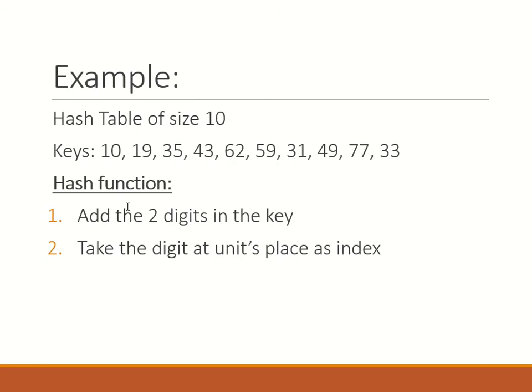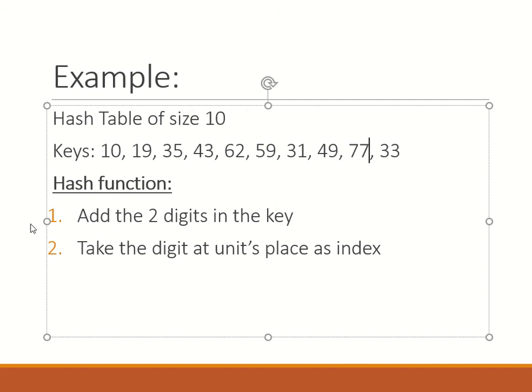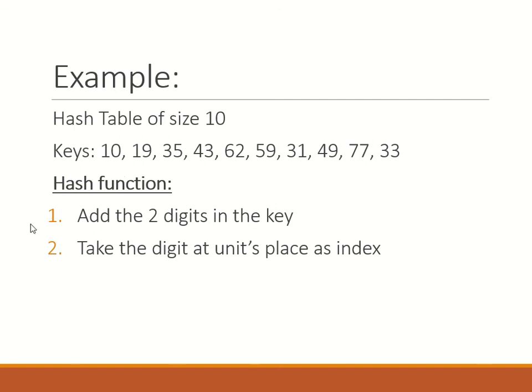I'll give you an example here. This is not an optimal hash function; it is just to let you know how the hashing process is done. Here you have some keys: 10, 19, 35, 43, 62, 59, 31, 49, 77, 33, and so on. What is the hash function being applied here? This hash function is the sole responsibility of the programmer. He can design any hash function which he claims will minimize collisions and take less computation time.